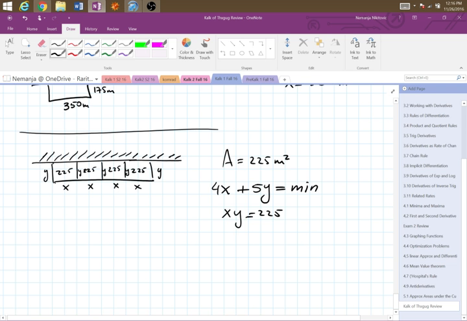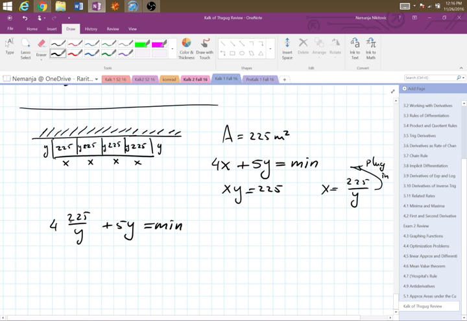So you have these two. Again, the process is the same. Solve for x or y, it doesn't matter, and then plug in. So 4 times 225 over y plus 5y is a minimum. So that's 900 over y plus 5y is a minimum. And then we differentiate in terms of y.